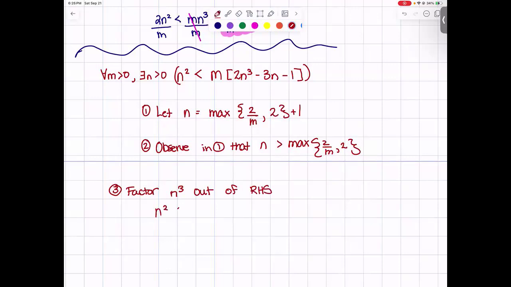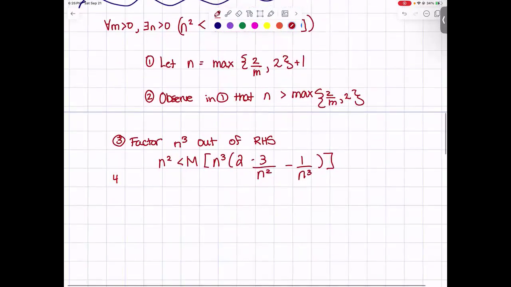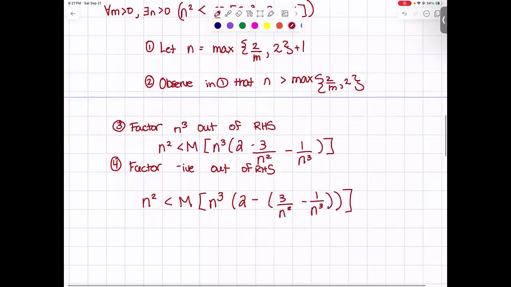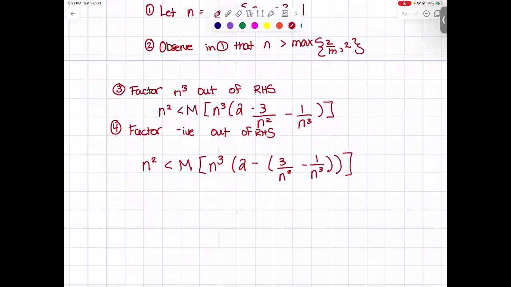We're going to do n squared is less than m n cubed times 2 minus 3 over n squared minus 1 over n cubed. And then the next thing we'll do is we'll also factor a negative out from the back there of that right-hand side. So we'll do n squared less than m n cubed times 2 minus, factor this term out over here, minus 1 over n cubed. Okay, so that's 5.